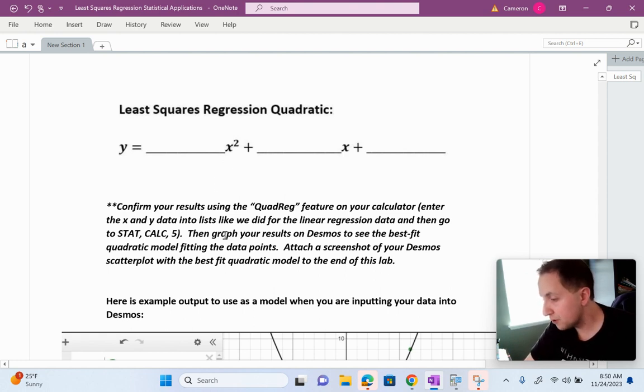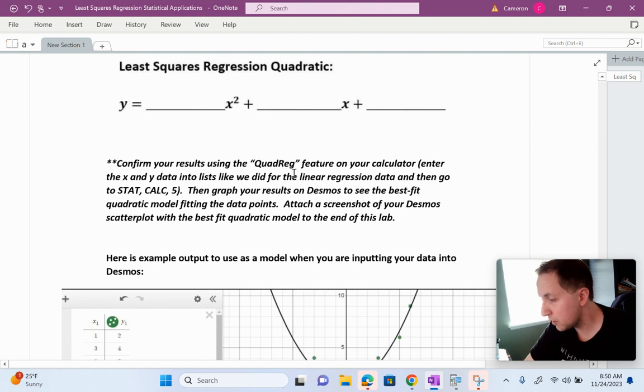I want you to confirm your results using the quad reg feature on your calculator. It's in the same menu as linear regression that I showed you. Enter your X and Y data into the lists like we did for the linear regression data. Go to Stat, Calc, it's option 5.